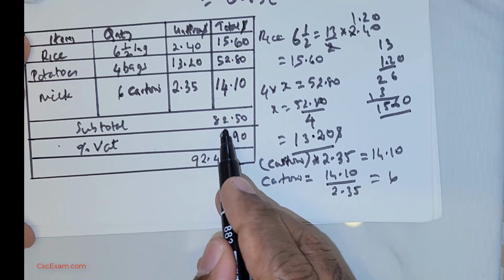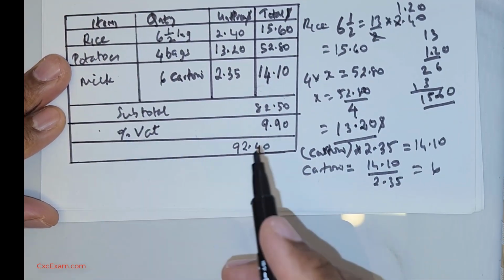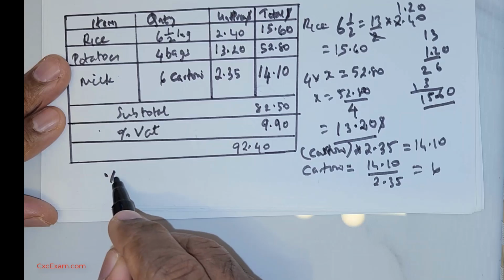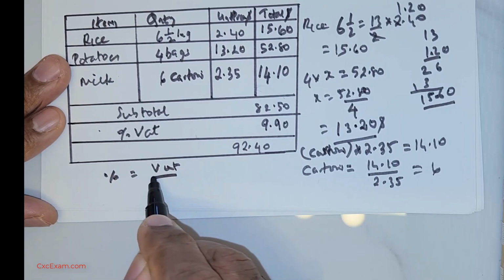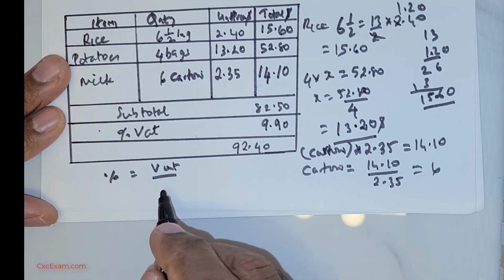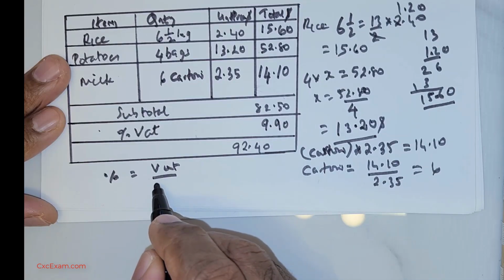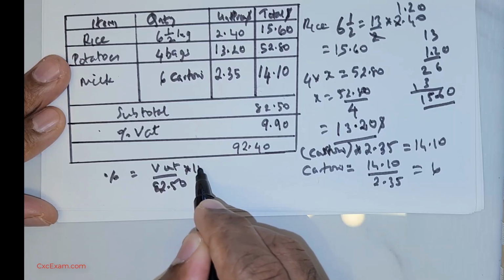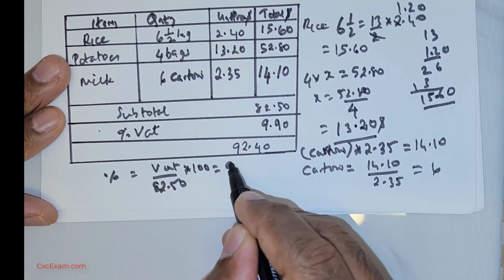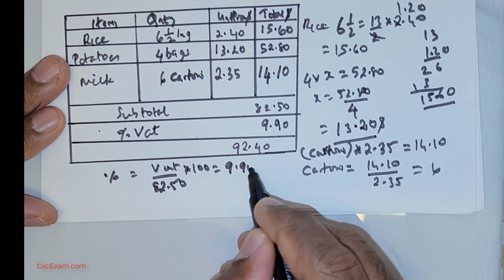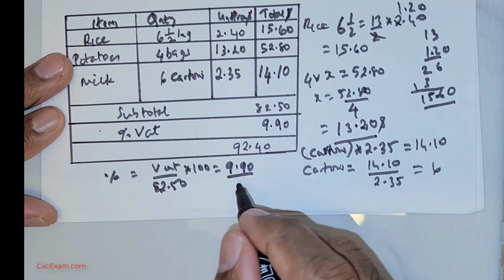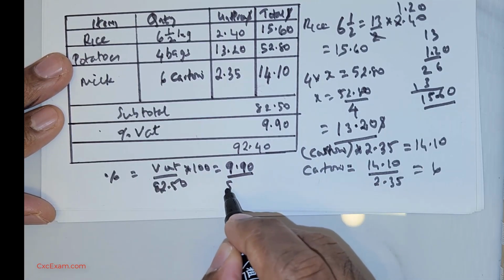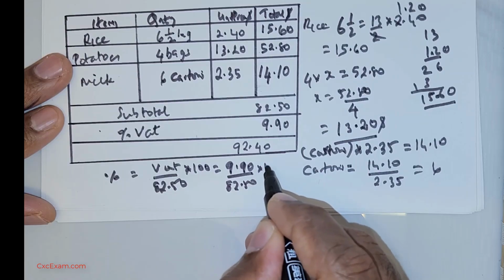Now this is the amount that is being paid. I don't know the VAT. So to get the VAT, you have to take whatever amount they pay, divide that by 82.50 and multiply by 100. So the tax that the person is paying is 9.90. So this is the tax, right? So the tax divided by 82.50 multiplied by 100.